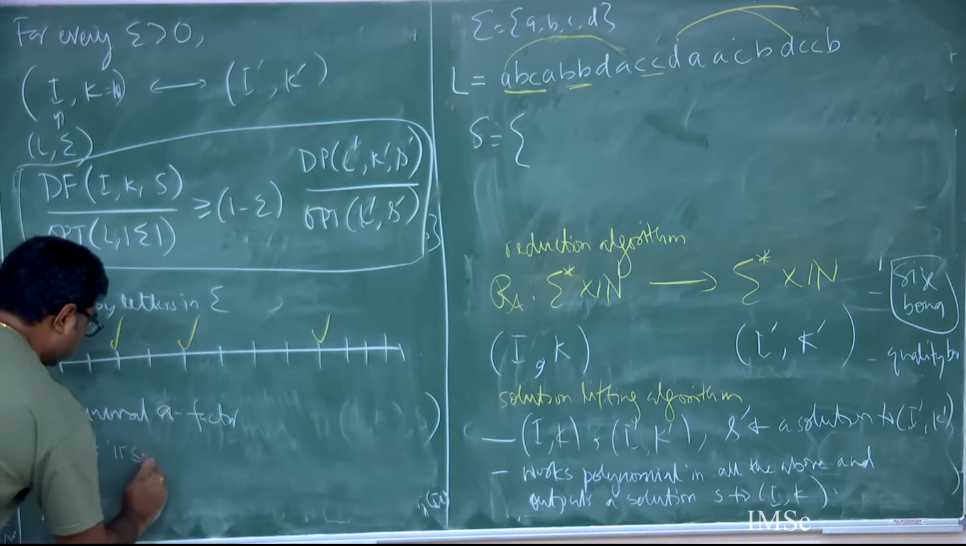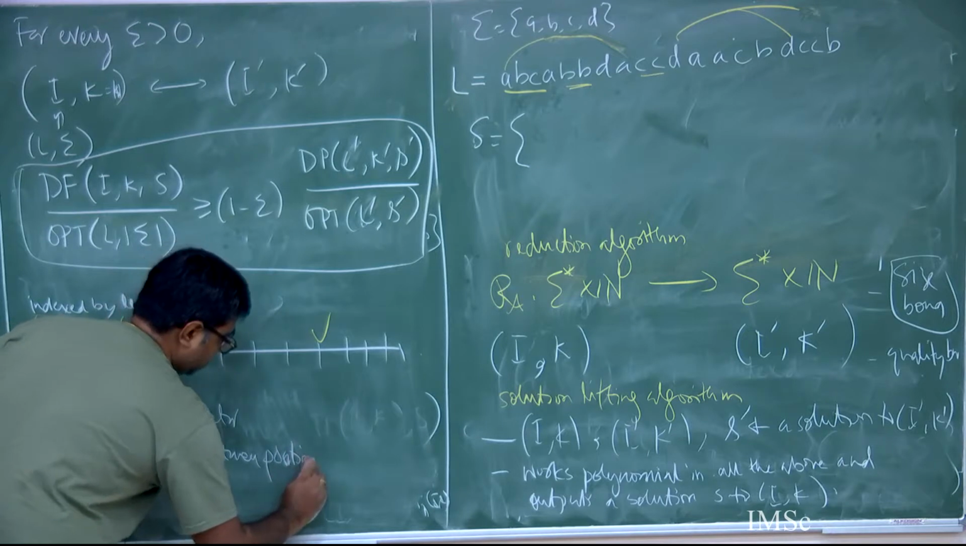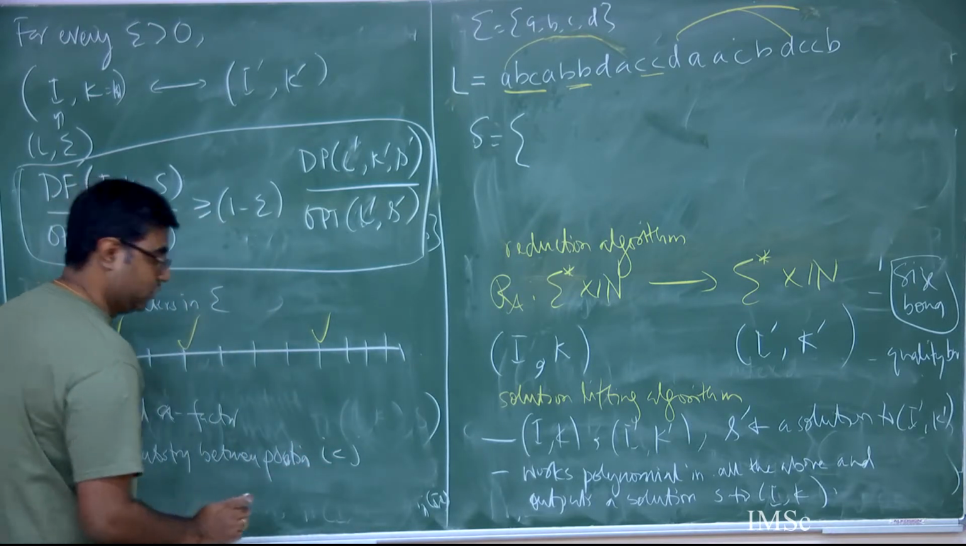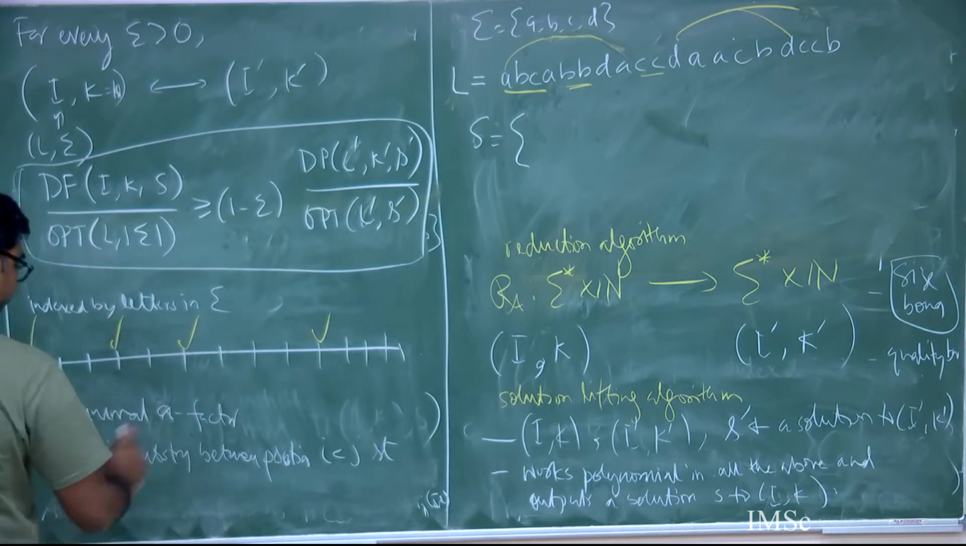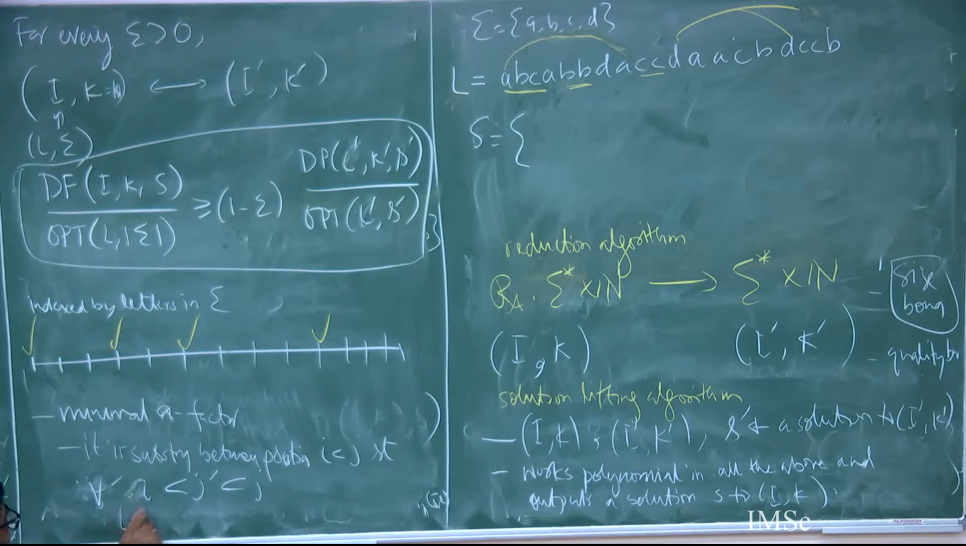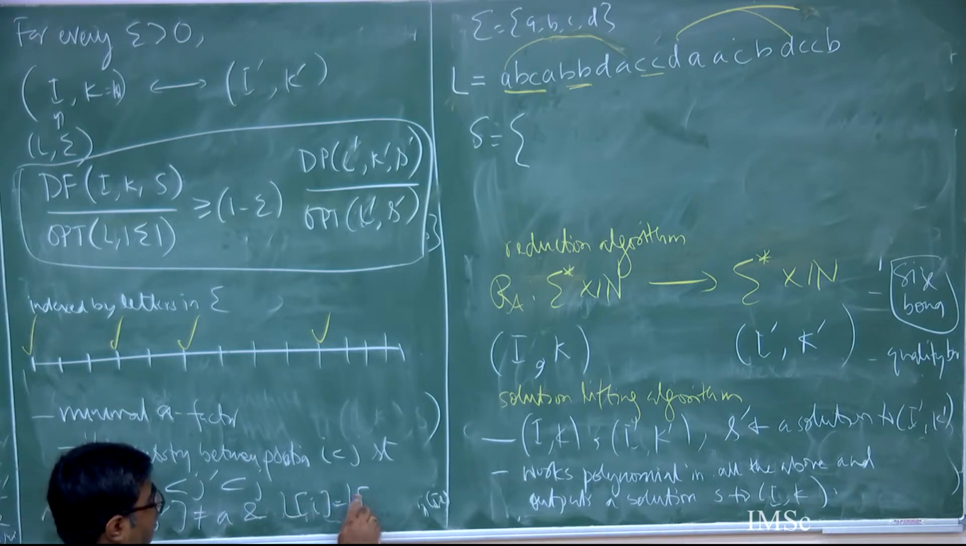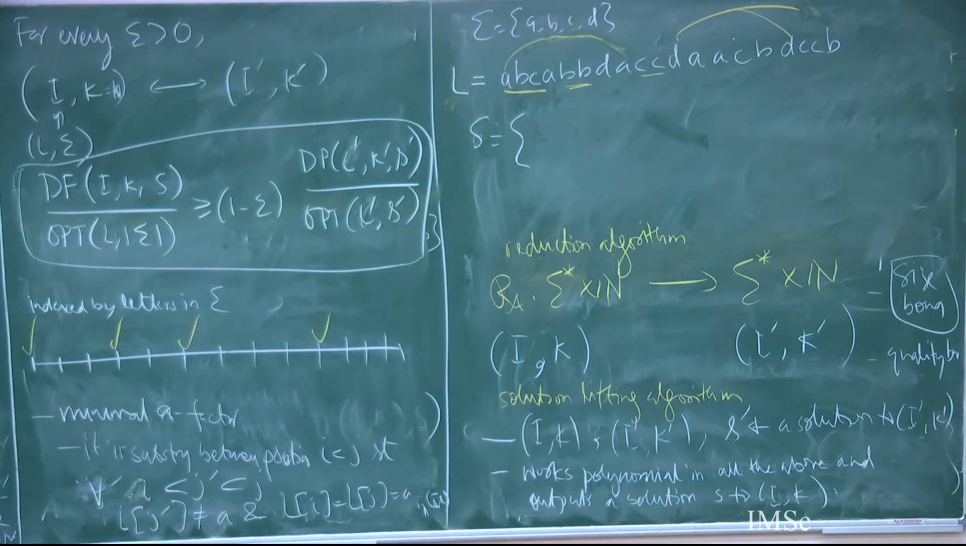It is a substring between, say, positions i less than j such that for all j prime strictly between i and j, L of j prime is not equal to A, and L of i, think of them as an array, is equal to A. Then I am going to call this a minimal A factor. Nothing in between is A. These are the only two guards.